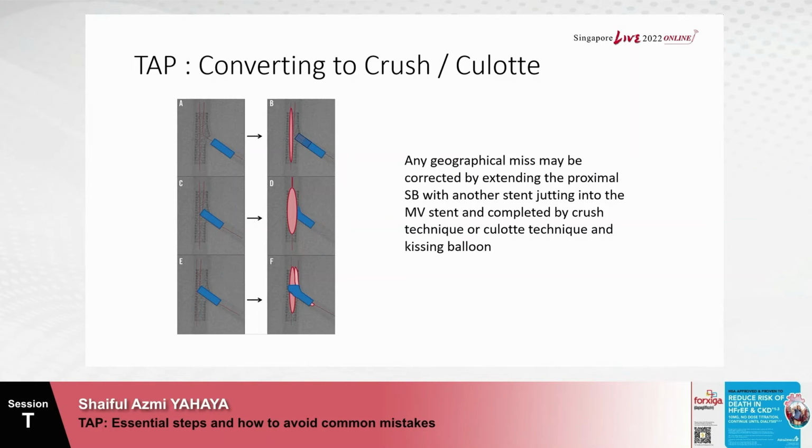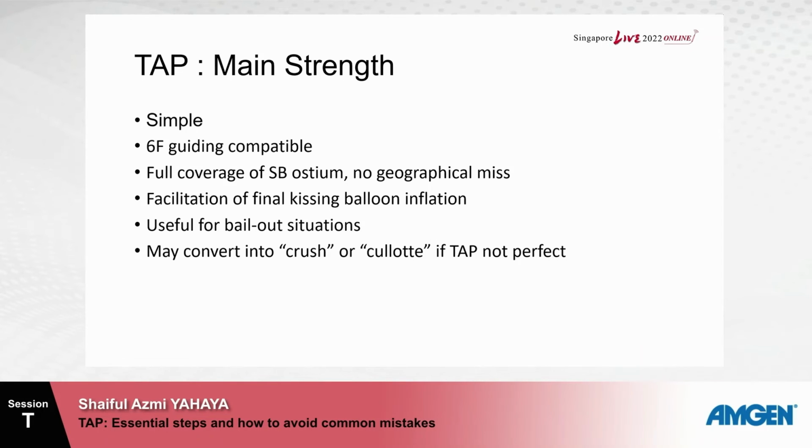Now, what's interesting about TAP is that you can convert it into crush or culotte, so you do not have to worry too much if something happens. Let's say you cause some geographical miss over here. You can still extend with another stent and make it into a crush or a culotte. So that is one technique which gives you assurance in handling problems if you have that during the intervention of this bifurcation.